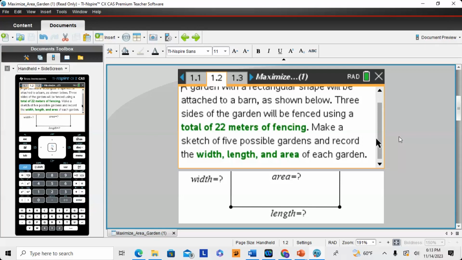I love it. I am going to give you guys about how much time do you think? 2 minutes maybe? If you can think of possible widths, lengths for this garden. So remember, I have 22 meters of fencing. I have 3 sides to fence. What are the possible widths and lengths and area that I can put together? So I'm going to give you 2 minutes. My 2 minutes start now. Go ahead.